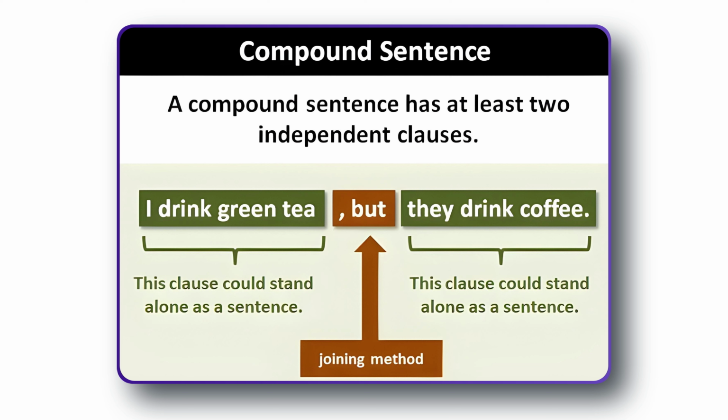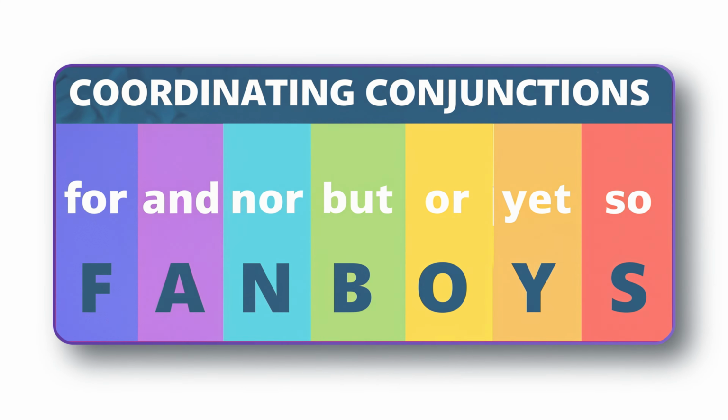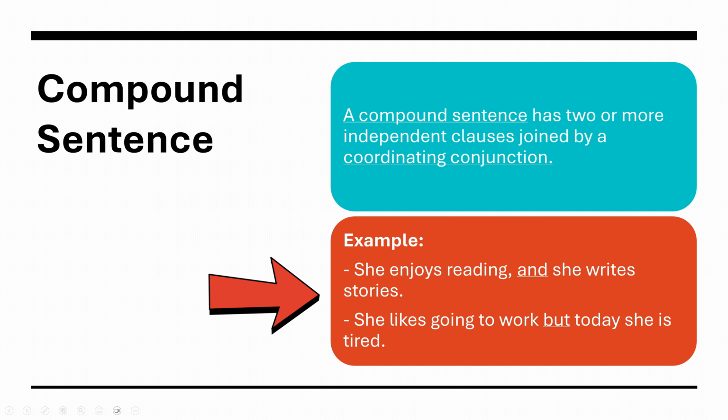But next to that, we will know how to use these conjunctions to make these different kinds of sentences, because each conjunction will make a different kind of sentence. So the coordinating conjunctions just make a compound sentence. Like here, she enjoys reading and she writes stories. She likes going to work, but today she's tired. So both of these sentences are actually compound.